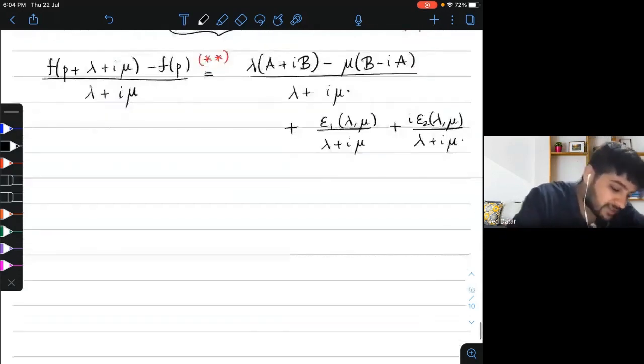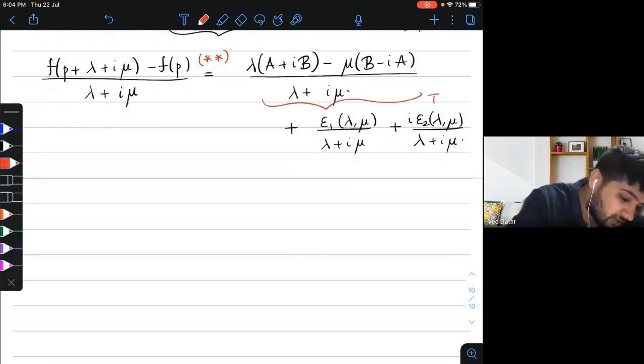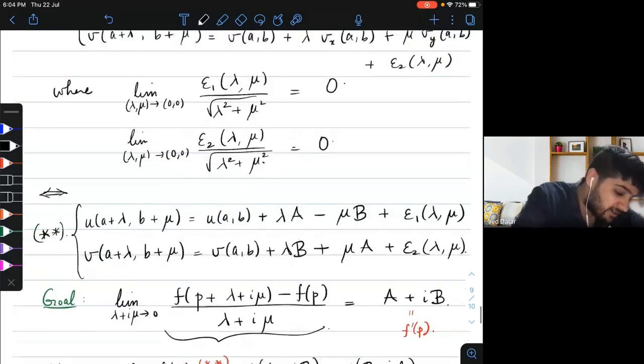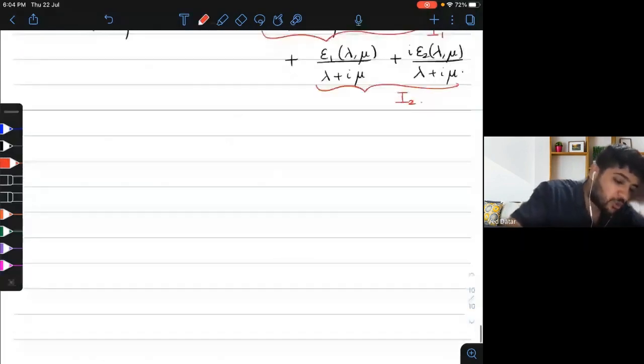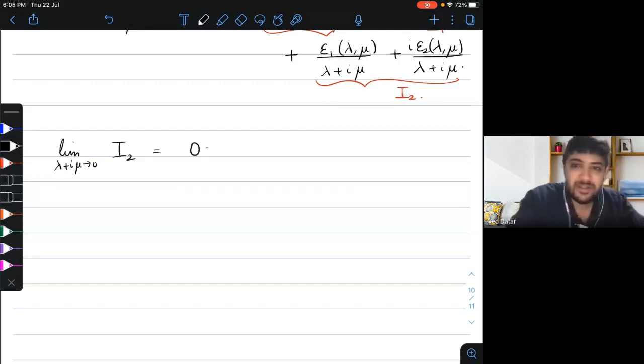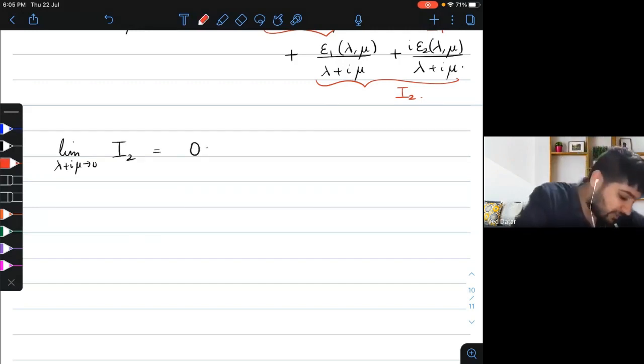Okay, so let's call this term I1 and this term I2. Then by the fact that these error terms satisfy this, you can actually show that the limit as lambda + i mu goes to 0 of I2 is actually going to be 0. Okay, so I'll leave this as an exercise.